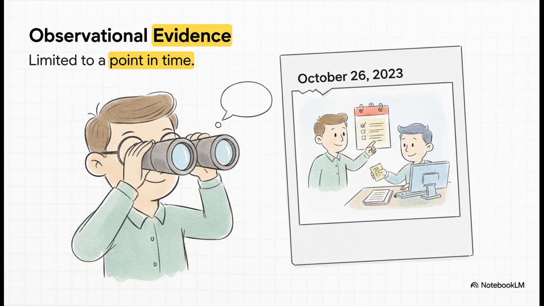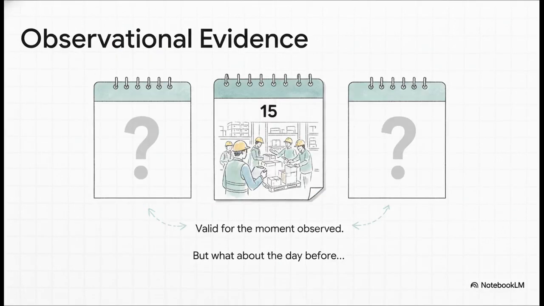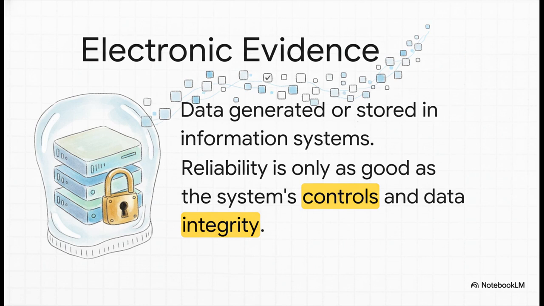Okay, our third type of moderate evidence is observational. And yeah, it's pretty much what you'd think. It's watching a process or a procedure as it's happening. So an auditor might go and watch the team do the year-end inventory count to see if they're following all the rules. But here's the big limitation. It's only reliable for that one specific moment. You know they did it right while you were standing there. But what about yesterday? Or next week? That's the question.